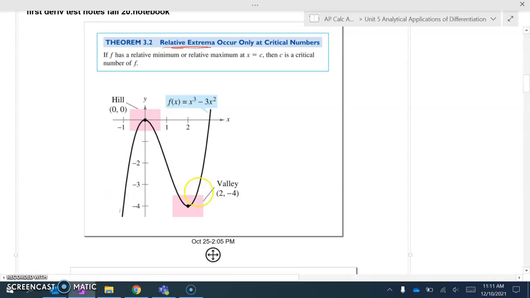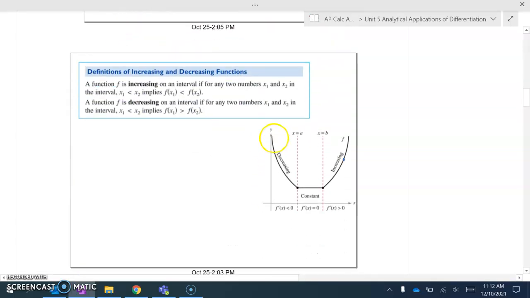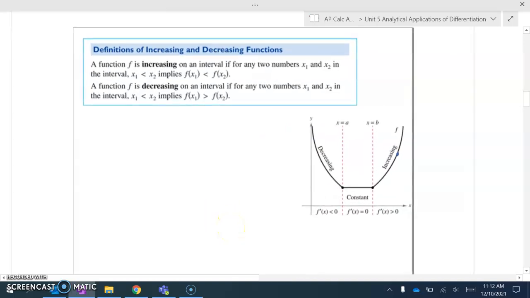So if you look at this, you can see, hopefully, that this is a graph of f of x, the original function. This whole section right here, we are increasing. And then after that, we are decreasing. And we have a relative maximum here at the point (0, 0). Then we were decreasing, and then here we're increasing again. So here at (2, -4), we have a relative minimum. Okay, and those are like the mins and maxes that I think we're used to talking about from pre-calc and stuff like that. So, definitions of increasing and decreasing.